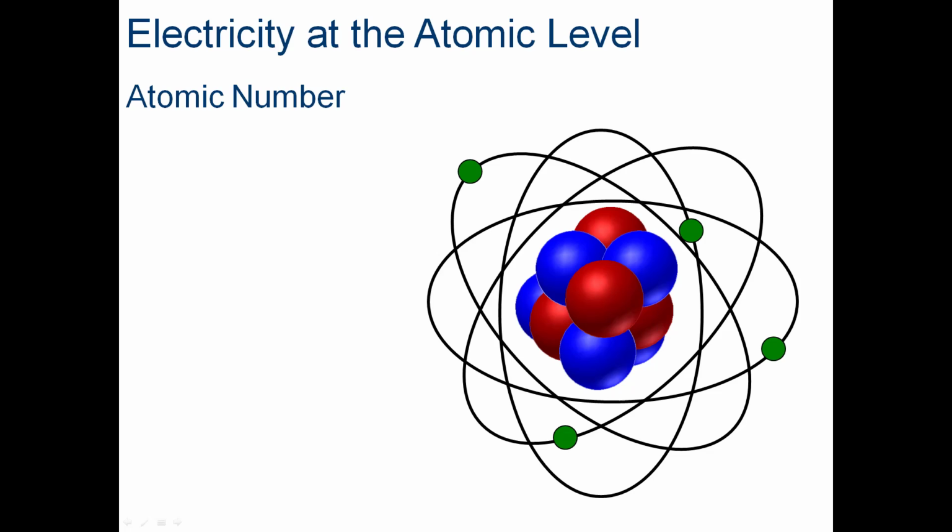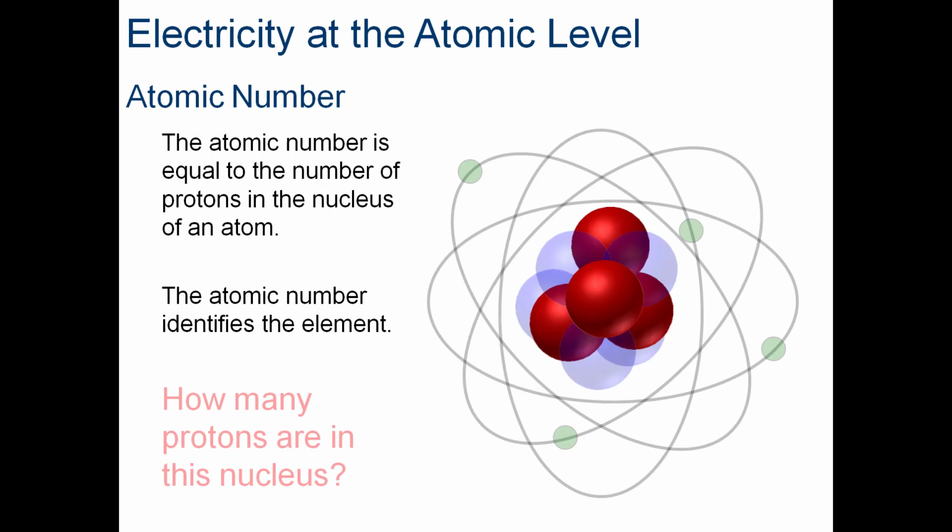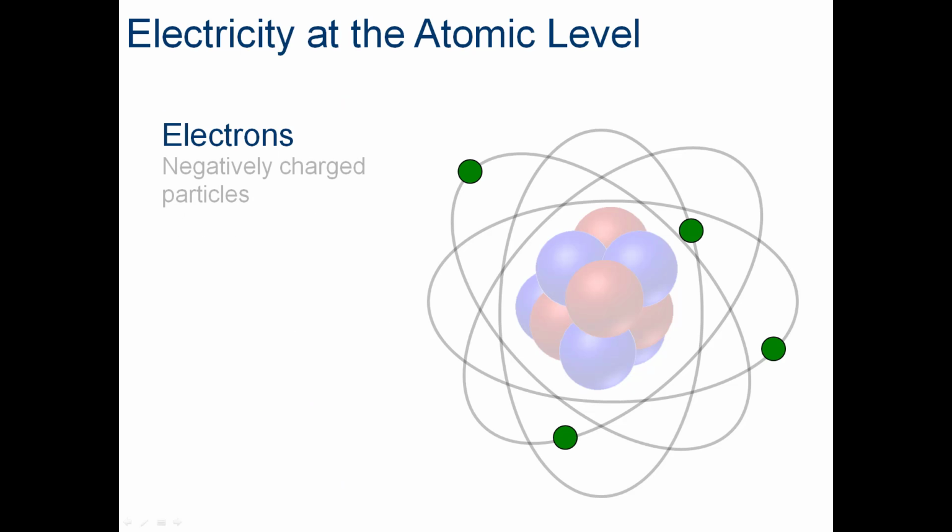Now, hypothetically, we think about an electron orbiting around that nucleus. So the atomic number is represented essentially by the mass, or the amount of material in the nucleus, and that's basically equal to the number of protons in the nucleus. And that atomic number identifies the element within the periodic table. Now, in this example, the question is how many protons are in this nucleus? And it's 3, has an atomic number of 3.